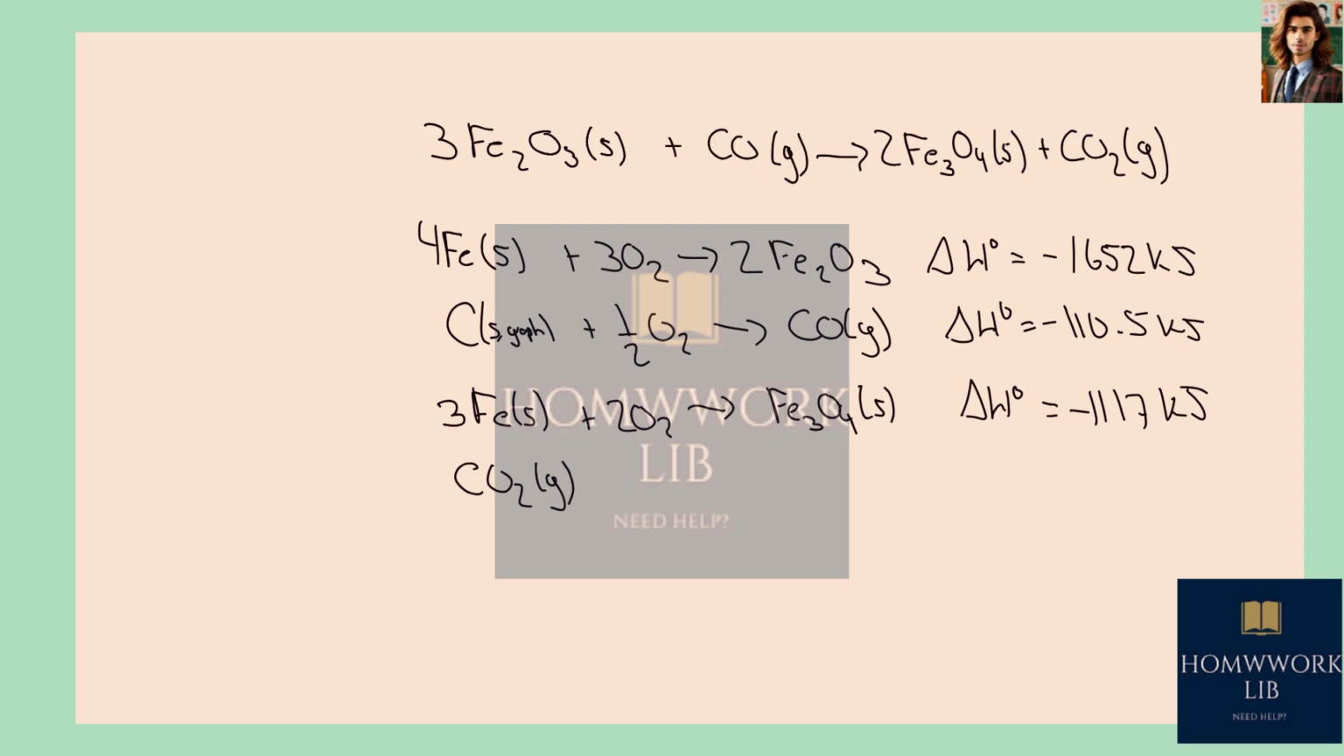And finally, we have like the opposite of the enthalpy of formation for carbon dioxide. So we have carbon graphite plus O2 as a gas. And in this case, delta H naught is going to be equal to minus 395.5.